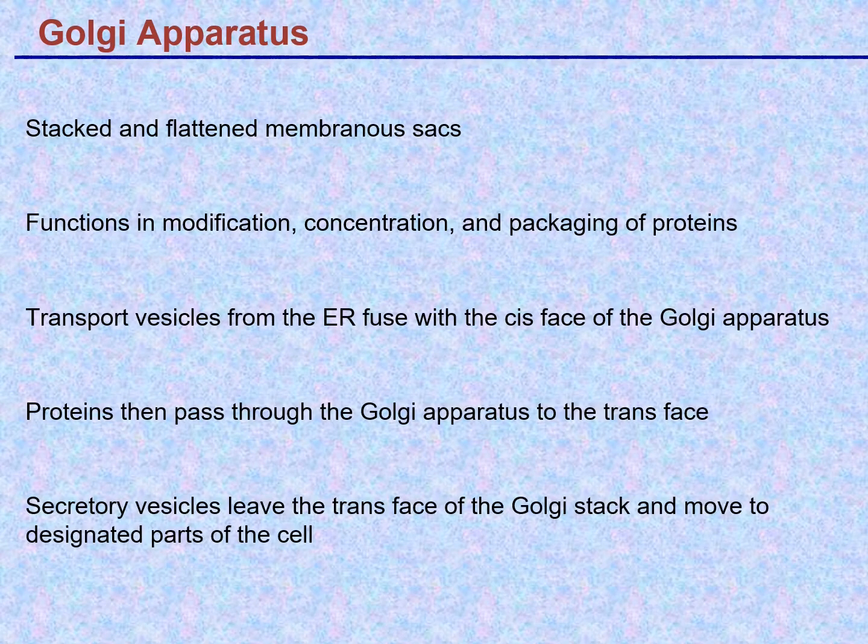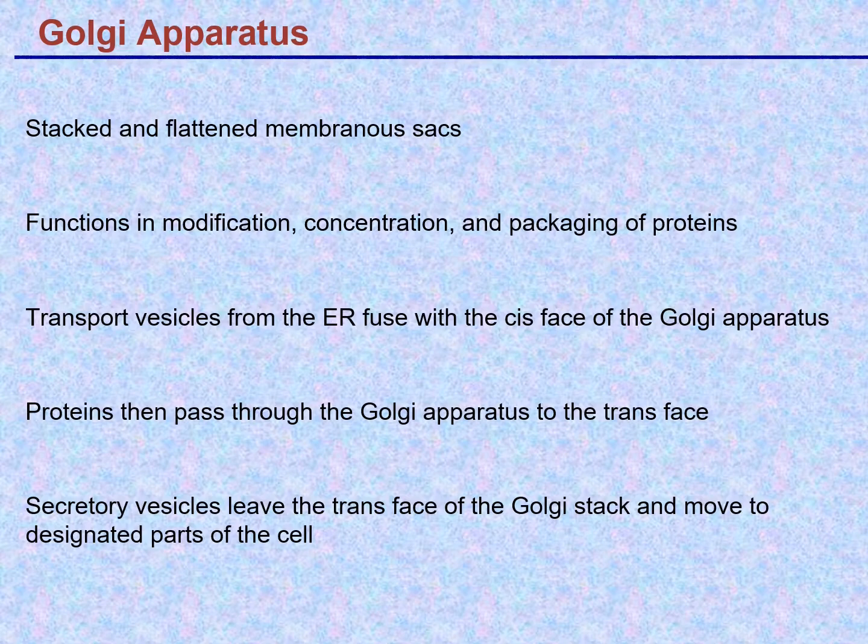Okay, the Golgi apparatus, as I said, is similar in shape to the endoplasmic reticulum: stacked, flattened membranous sacs involved in modification and packaging of proteins, concentration of proteins, addition of carbohydrate groups to proteins, and cleaving, chopping them up. Vesicles exported from the endoplasmic reticulum fuse with what's called the cis face of the Golgi apparatus. Cis is the side facing the endoplasmic reticulum, where they fuse.